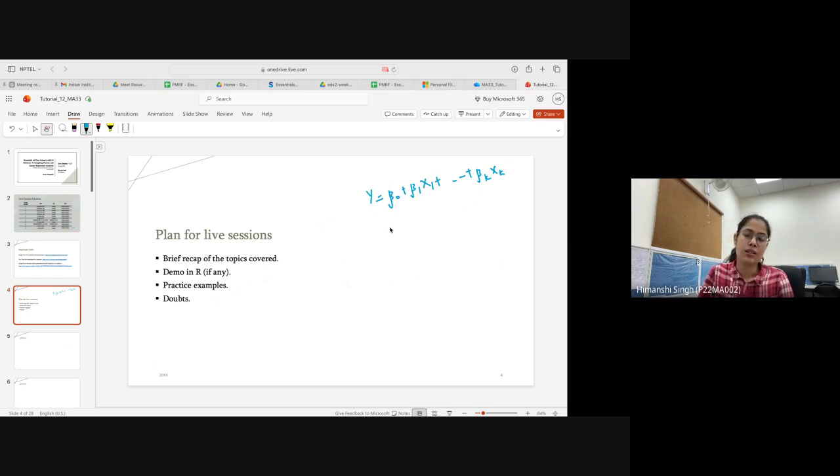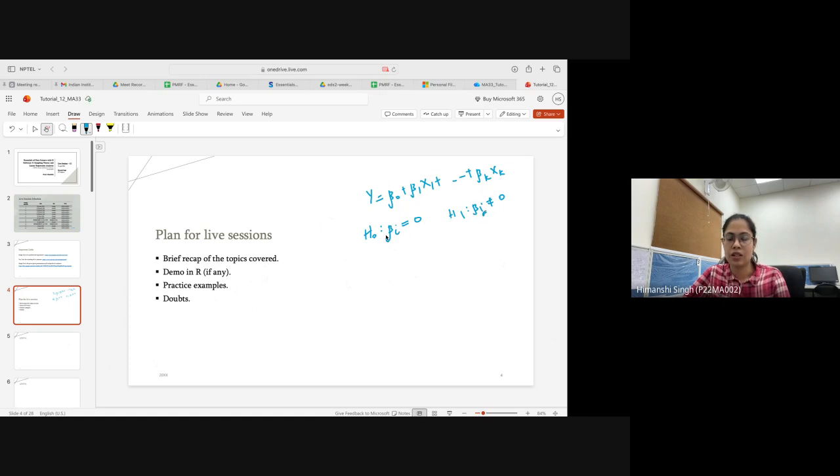When we were discussing the hypothesis testing, we considered only the individual regression coefficients. So we considered H naught to be beta i equals 0, and H1 to be beta i not equal to 0. So we basically considered a particular, individual regression coefficient, beta i.